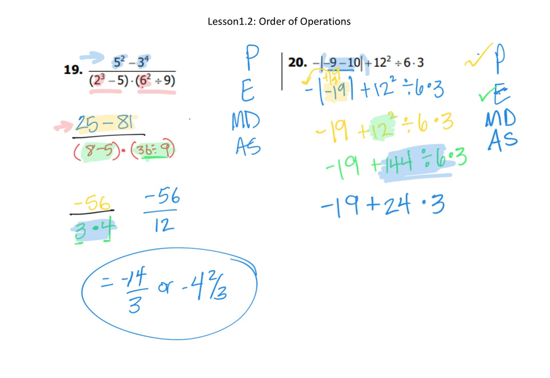Okay, I did division, but I know when I rewrote that, I had times 3 still. So I still have some multiplication. I cannot do negative 19 plus 24 yet because multiplication takes place before any addition. So I need to do 24 times 3 as my next step. We bring down that negative 19 again, and we're going to say plus 24 times 3 is 72. Now we're down to those last two numbers, so we can add them together. Negative 19 plus 72 is equal to 53.